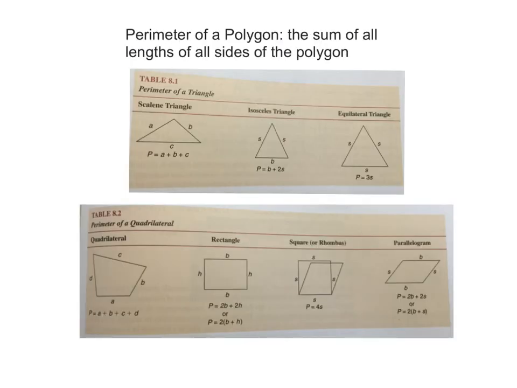All right, last but not least, perimeter of a polygon is the sum of all the lengths of all the sides of the polygon. I went ahead and cut these two tables out of your book. These are on page 363 in chapter 8, so you're able to take a look there. Really, you don't have to memorize these. You know how to find the area of things. You know that you have to just add up all the sides. So this is just kind of breaking it down in a little bit of a different way.